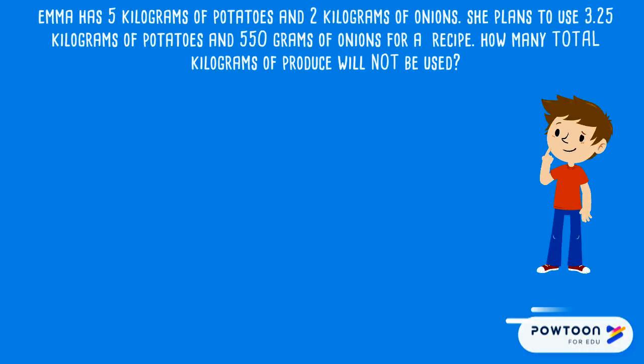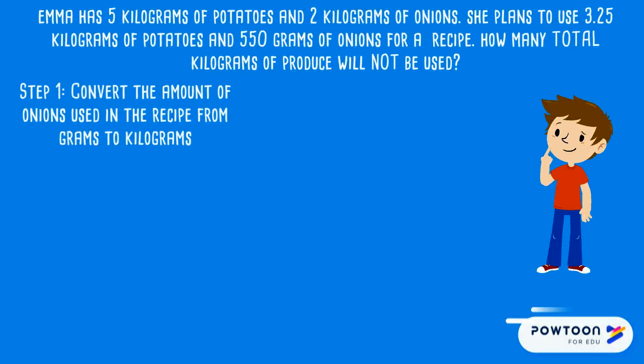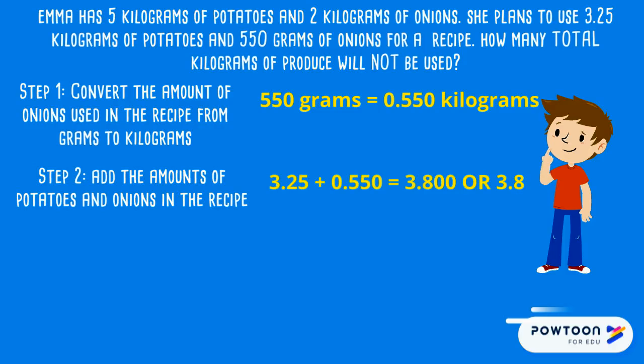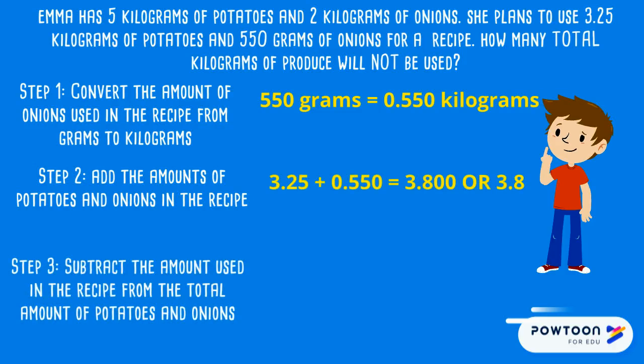First, I convert the amount of onions used in the recipe from grams to kilograms, which leaves me with 550 thousandths of a kilogram. Then, since the units are the same now, I can add the amounts of potatoes and onions in the recipe, which leaves me with 3 800 thousandths, or 3 8/10. Finally, I subtract that from the total amount of potatoes and onions, and I end up with 3 2/10.